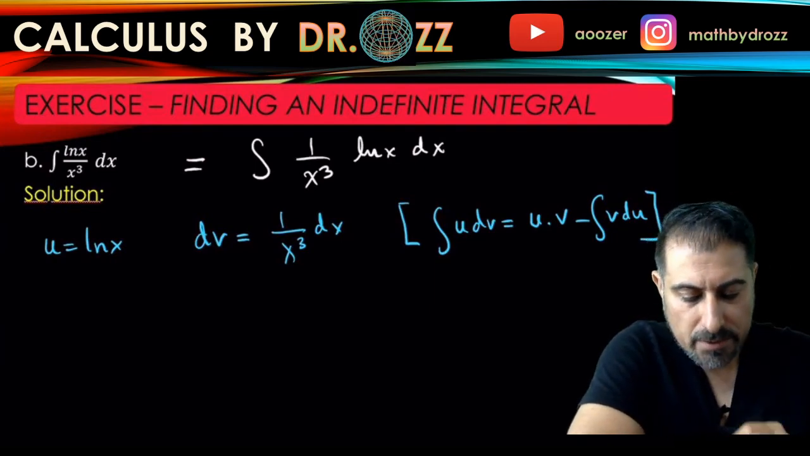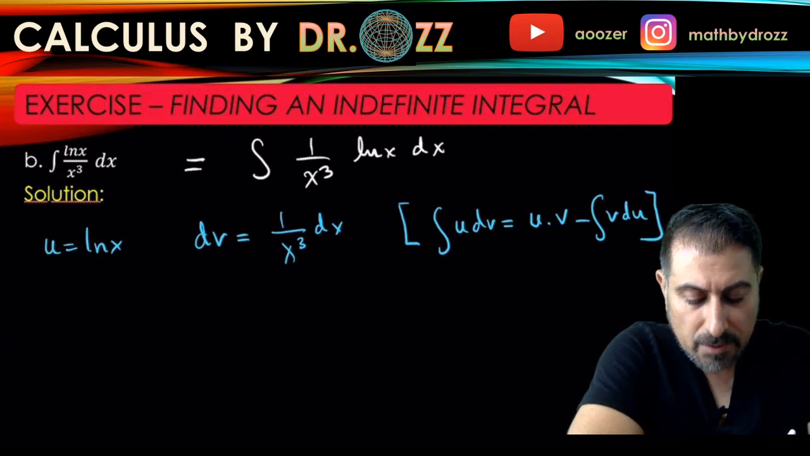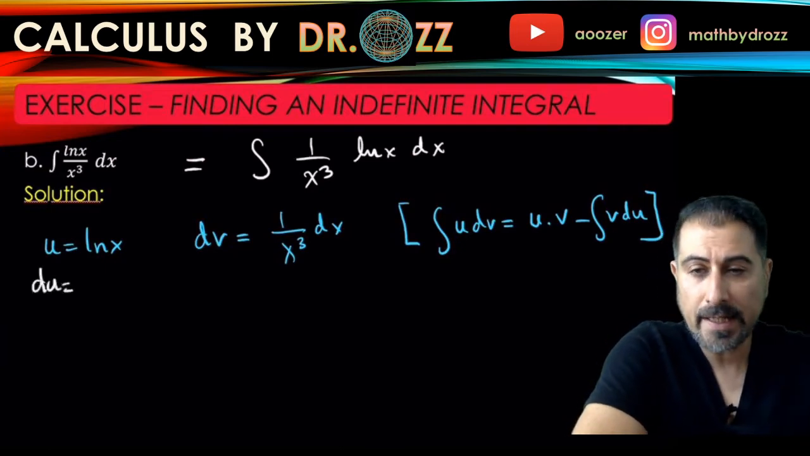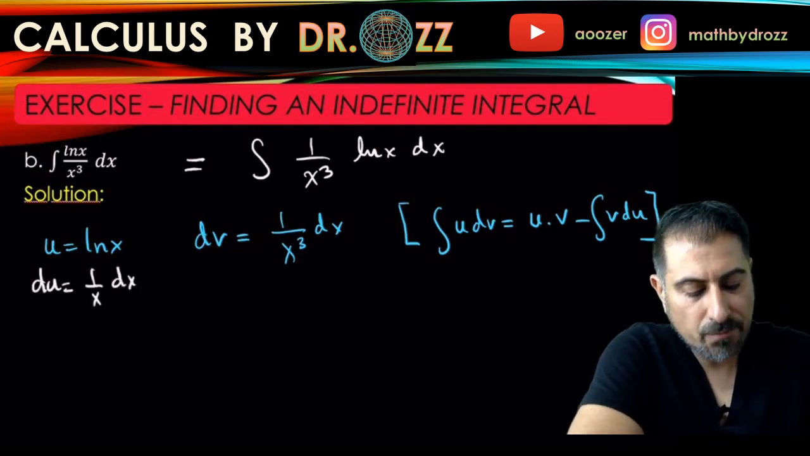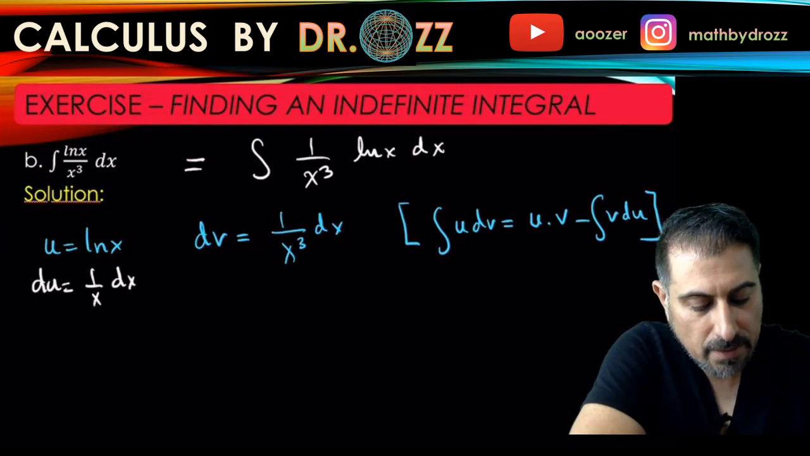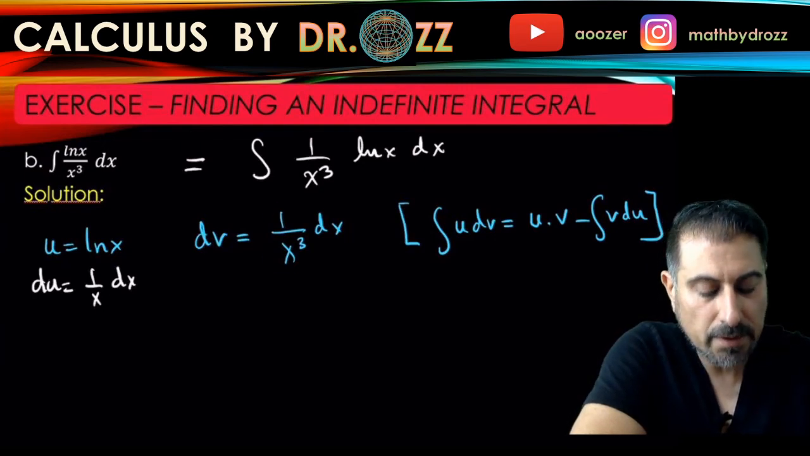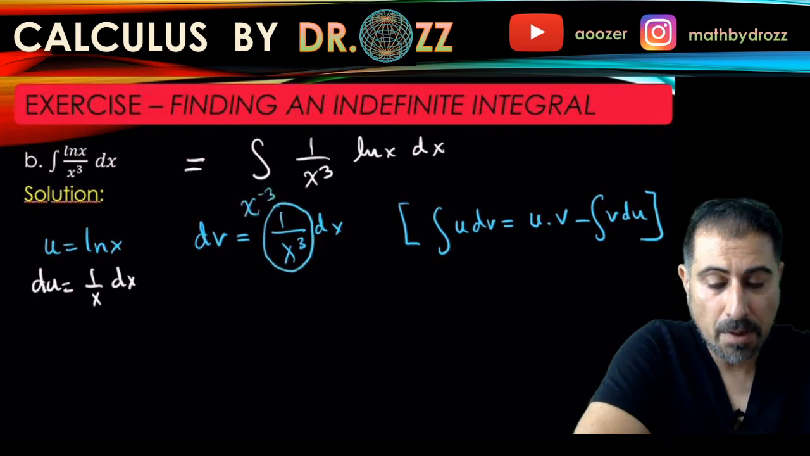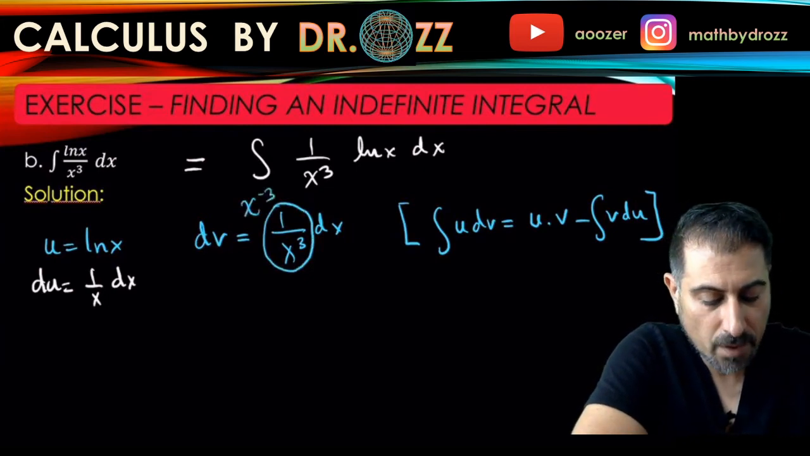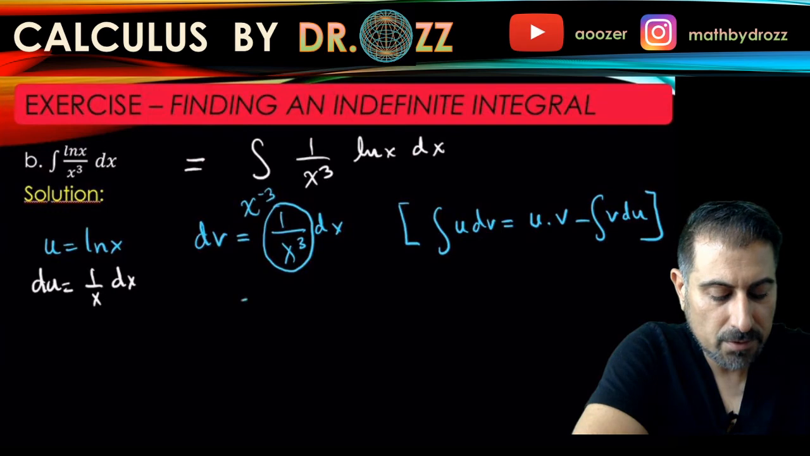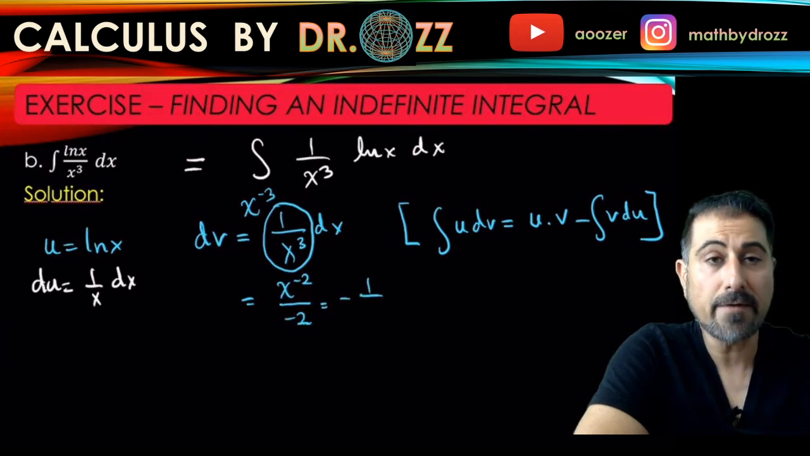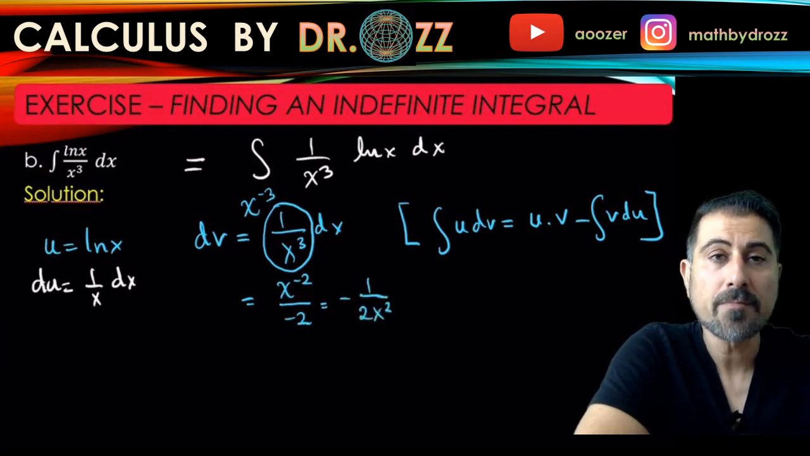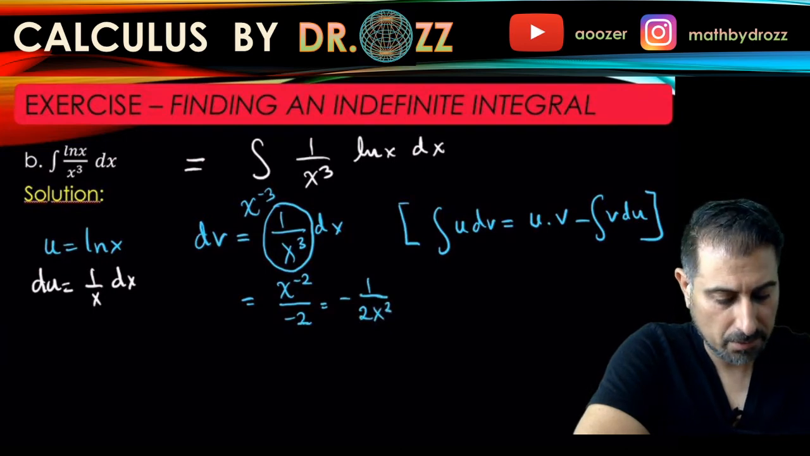All right, so I'm going to look at du here. That is 1 over x dx, because ln x has the derivative 1 over x, and we have to put dx next to that. And then to integrate dv, I'm going to rewrite 1 over x cubed as x to the negative 3, and I'm going to use the power rule for integration. So it's x to the minus 2 divided by minus 2. In other words, negative 1/2, and in the bottom you have x squared. I think that sounds good for now.